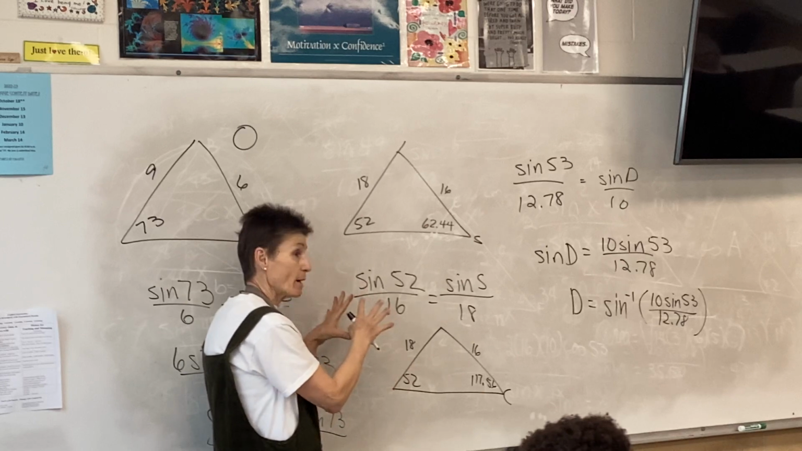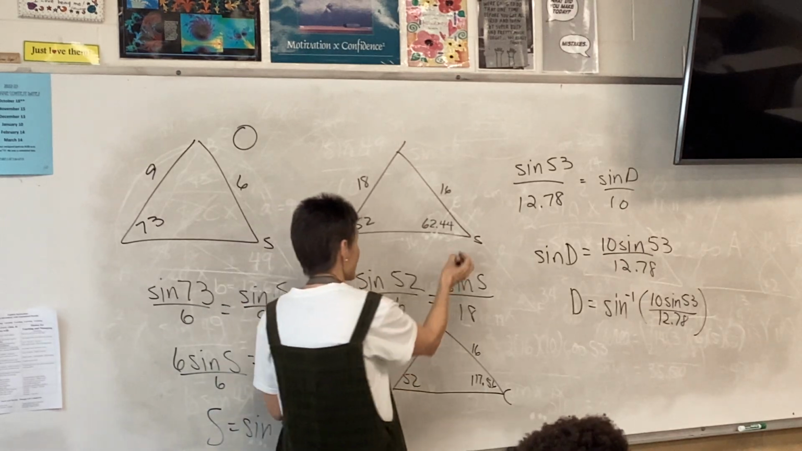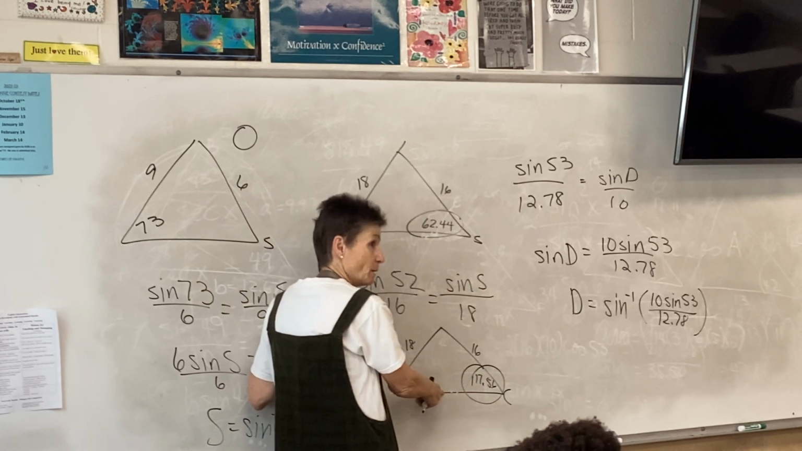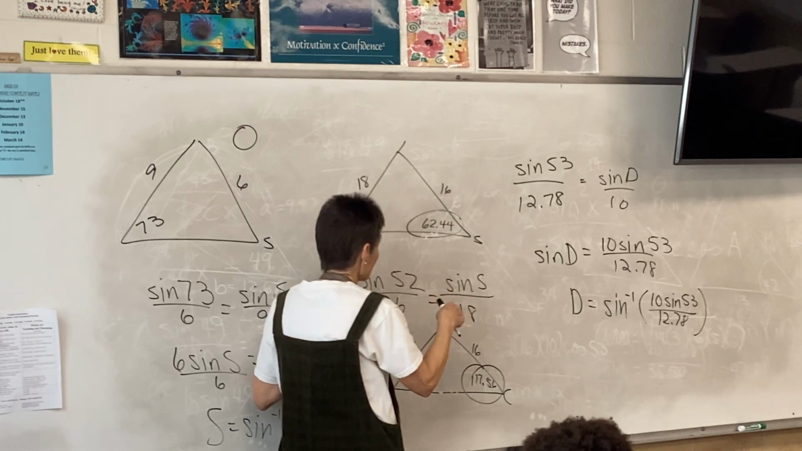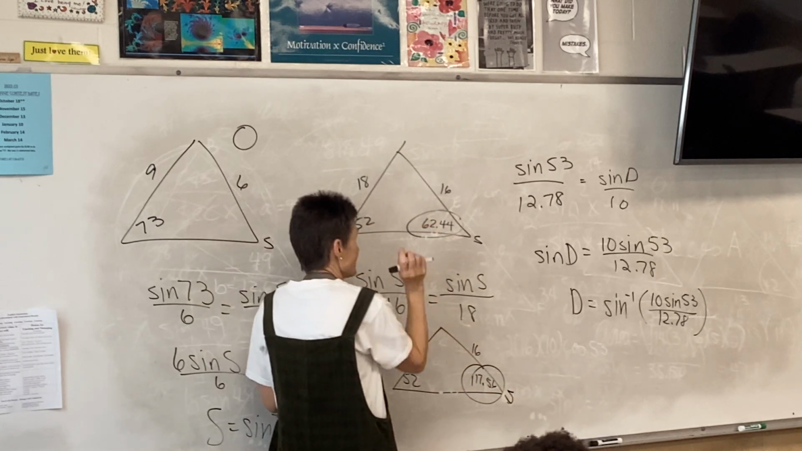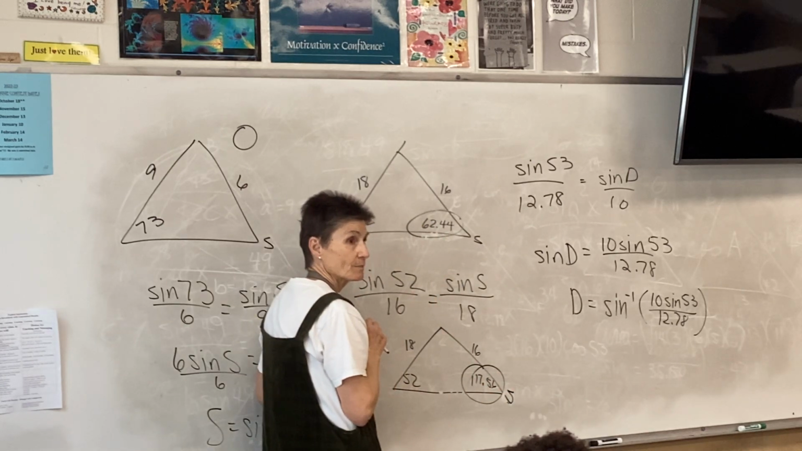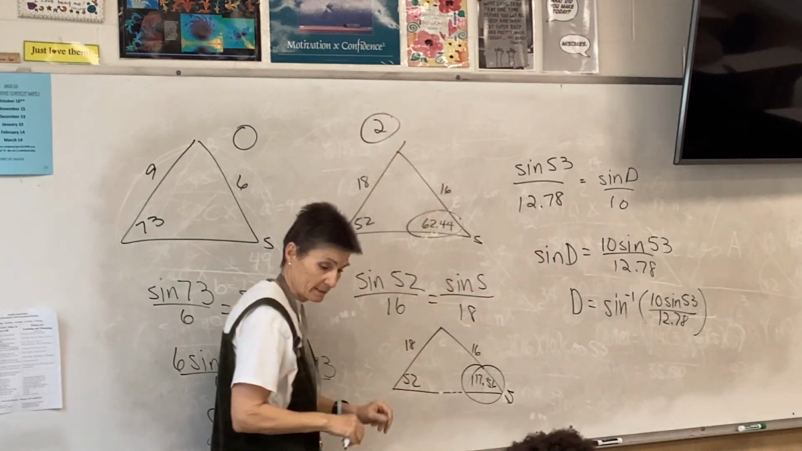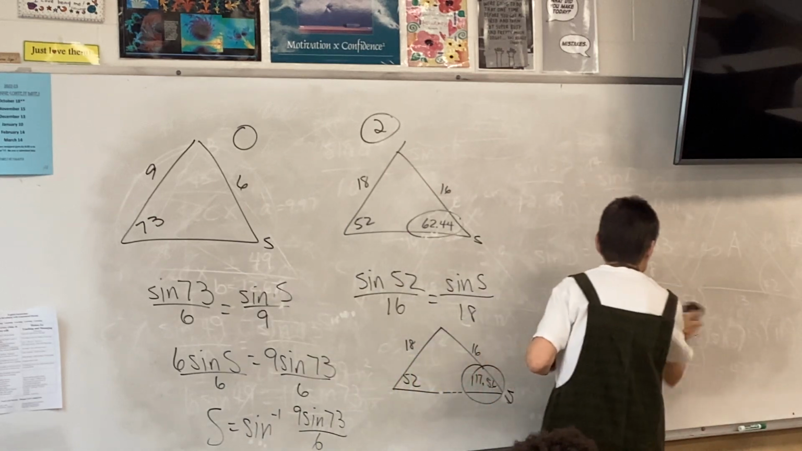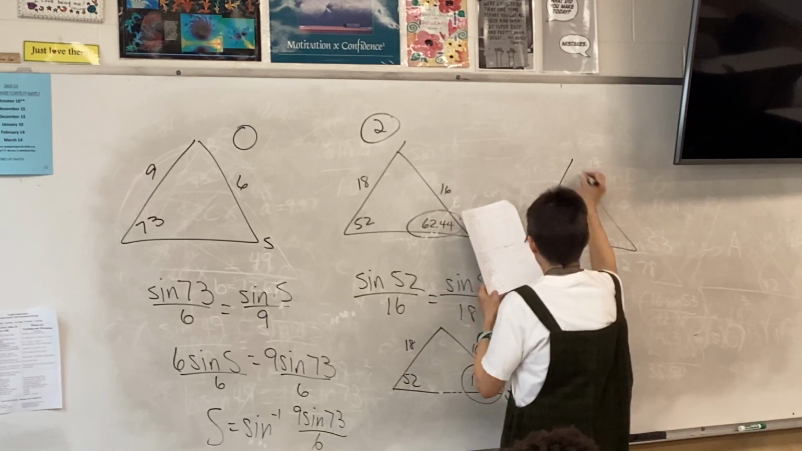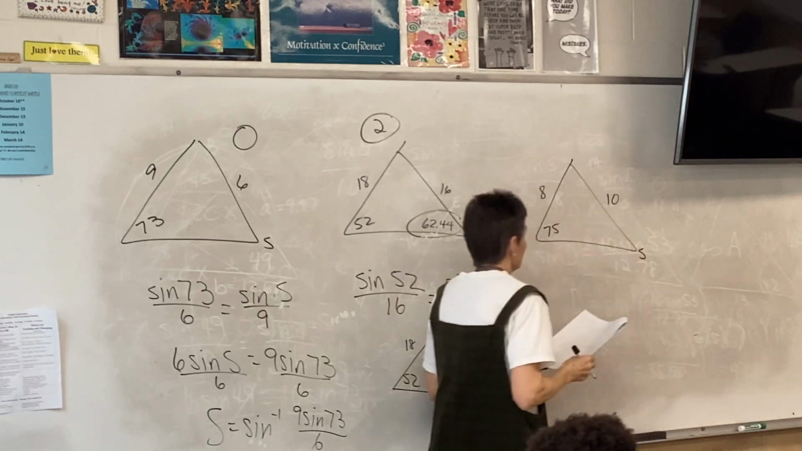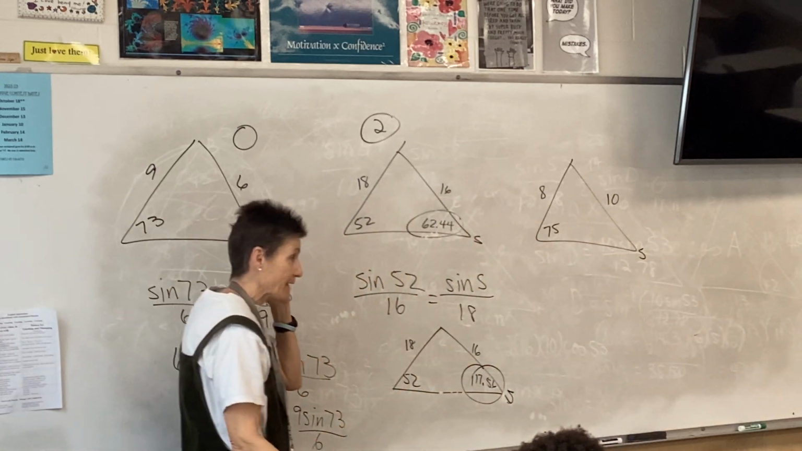This one doesn't. So how many triangles are possible here? 2. They're both possible. And when I grade your paper, I'm going to be looking for those 2 numbers, because those are the 2 possible answers, right? Angle S. I'm mixing up my letters here, whatever. That angle can be either 62 or 117. So 2 triangles possible. Perfect. One more. We're going to do exactly the same thing.